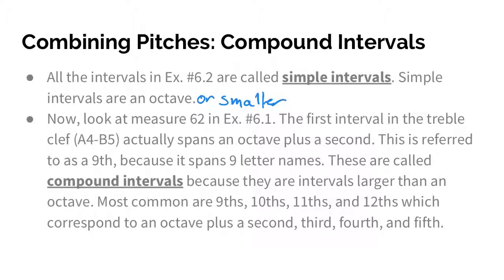If you look at measure 62 in example 6.1, the first interval in the treble clef, A4 to B5, actually spans an octave plus a second. This is referred to as a ninth because it spans 9 letter names, and we call these compound intervals because they are intervals larger than an octave. Most common are ninths, tenths, elevenths, and twelfths, which correspond to an octave plus a second, third, fourth, and fifth. And you see that a lot in music.